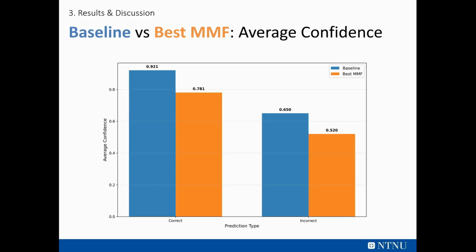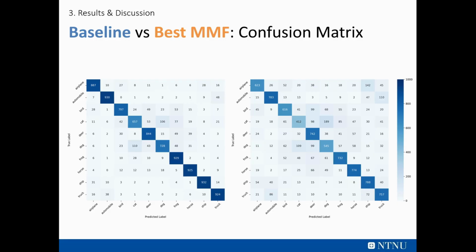Then if we look at the average confidence of both models when having a correct or incorrect prediction, we can see that when the model is correct, the value is higher for both. However, for the best matmul-free, we can see that the values are lower compared to the baseline.